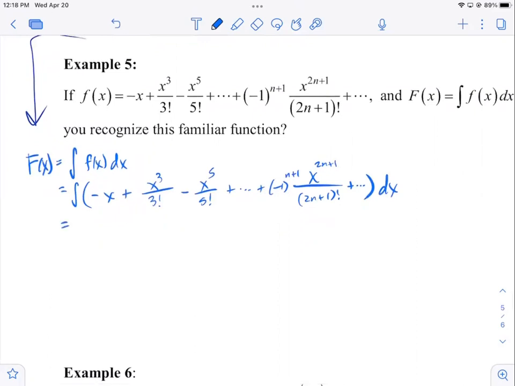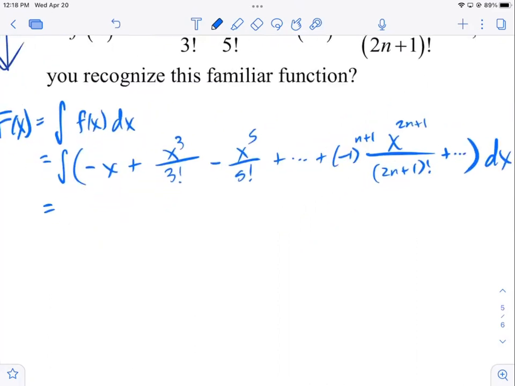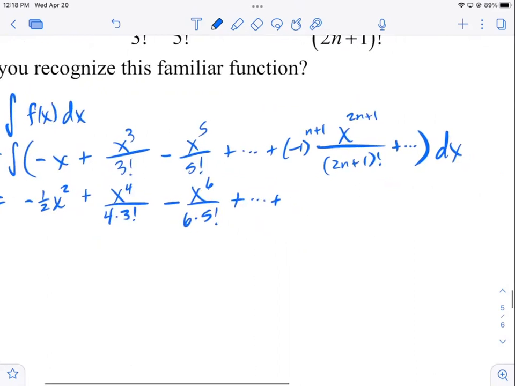All right, so let's go ahead. What would be the antiderivative of negative x? Well, it'd be negative 1/2 x squared. Yeah, plus, this would be x to the 4th all over 4 times 3 factorial, minus x to the 6th over 6 times 5 factorial, plus dot, dot, dot, plus negative 1 to the n plus 1. And now I'm going to highlight that because when I integrate and when I differentiate, I could throw off the balance of the sign change. So I'm going to come back and check that. But I can go ahead and integrate like I did the others.